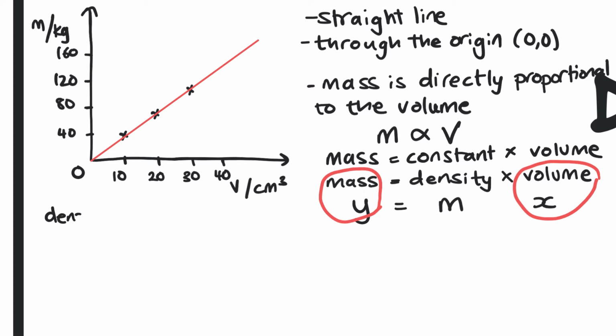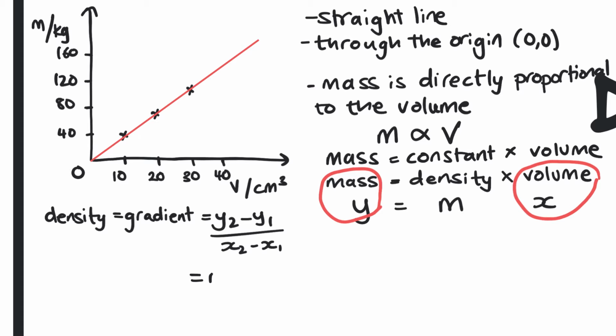So there are a couple of different ways of calculating the gradient of a graph. You might use y2 minus y1 divided by x2 minus x1, so choosing 2 different points on your graph and putting them into that equation. Or you might use rise over run, which is where you find the change in the y-axis and divide it by the change in the x-axis.